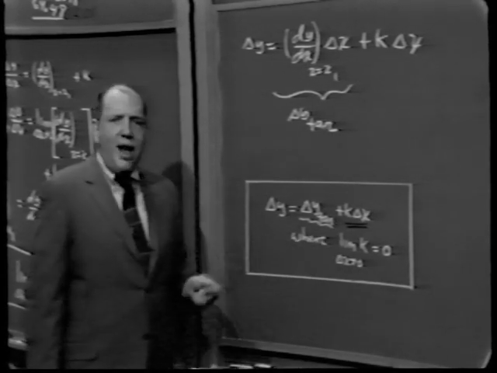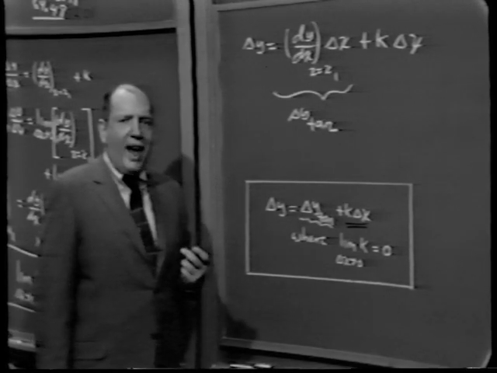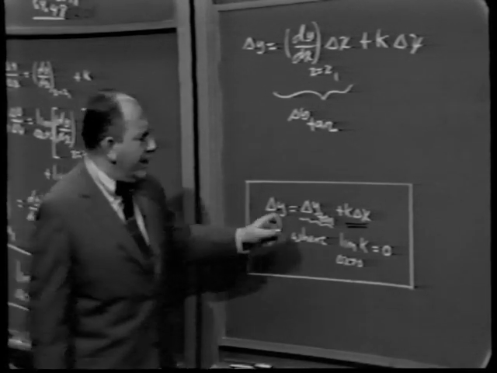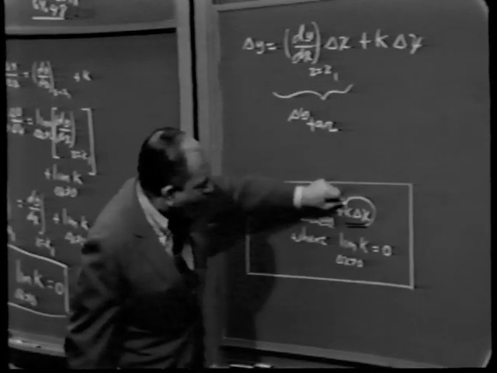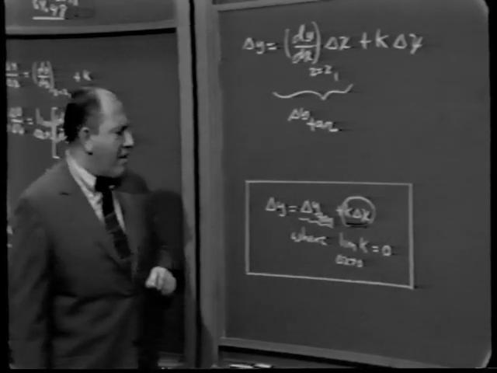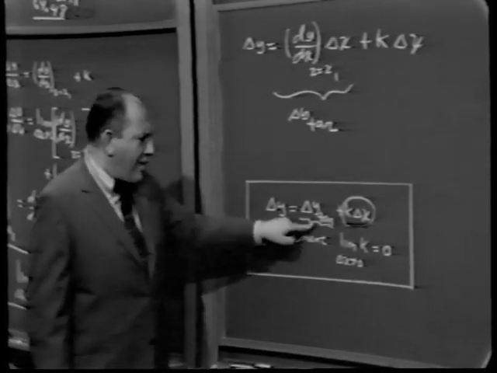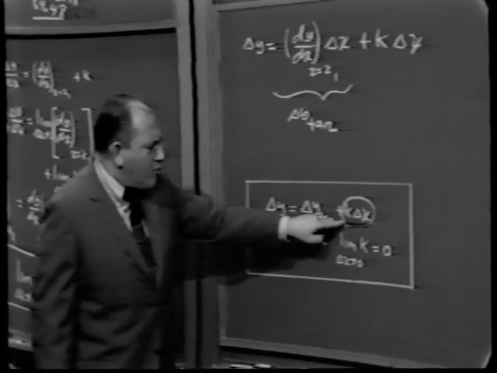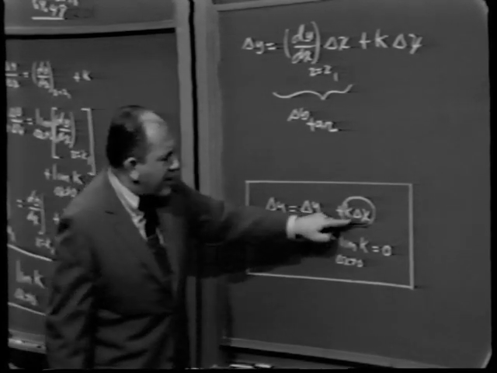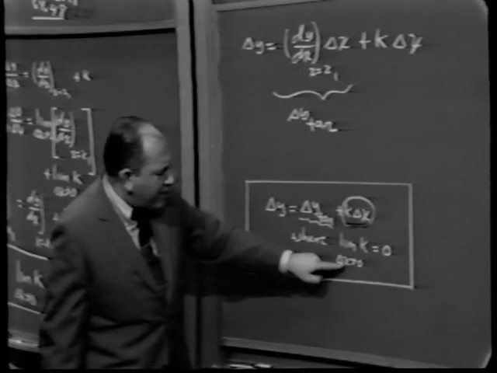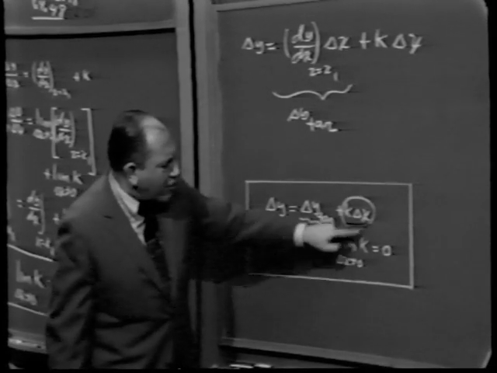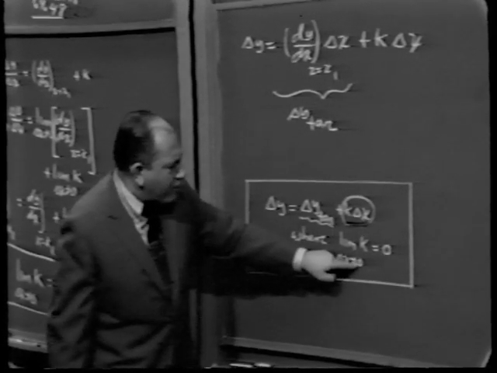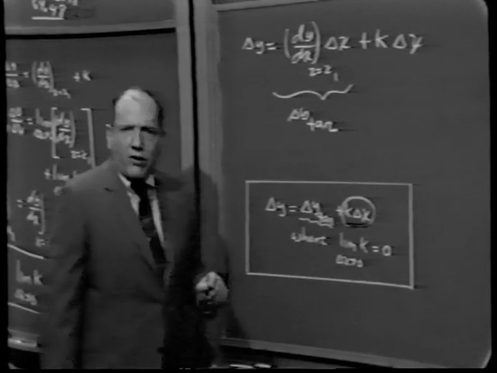This boxed-in result tells us much more than that. What this tells us is, if this term by itself became small as delta x approached 0, this would still say the same thing. This says much more than that. You see, what this says, and watch this, is very, very profound. As delta x approaches 0, k is also approaching 0.